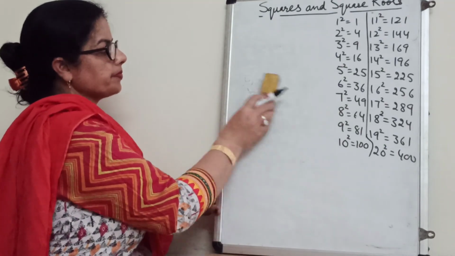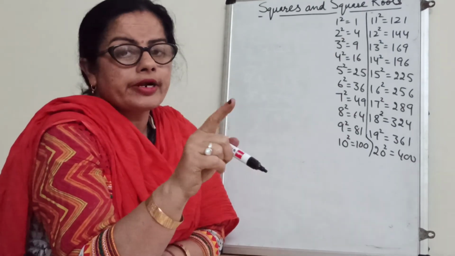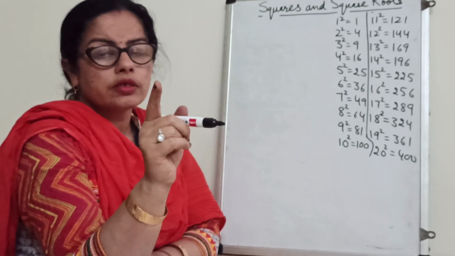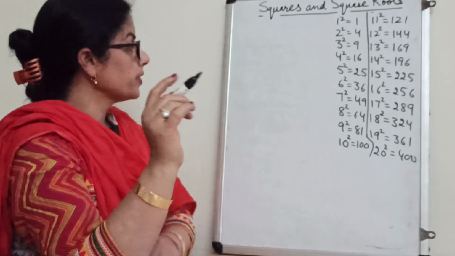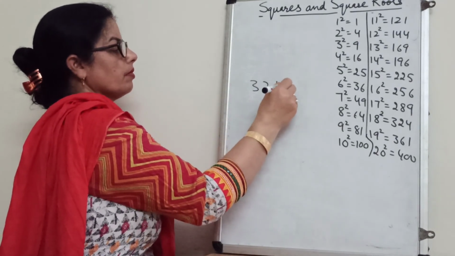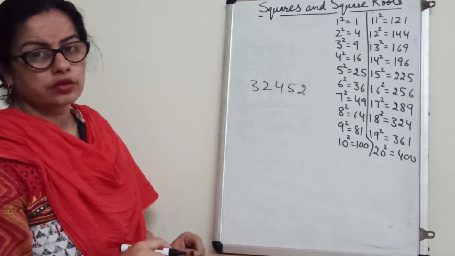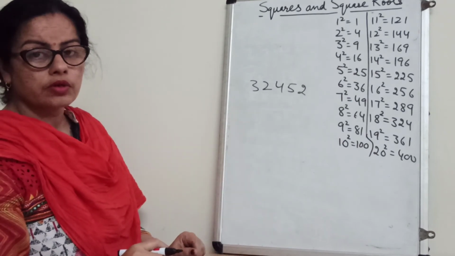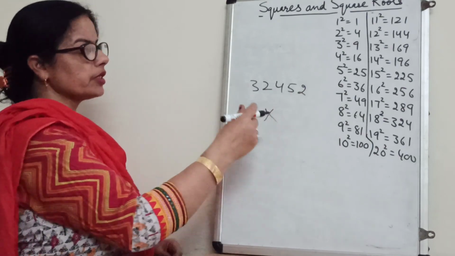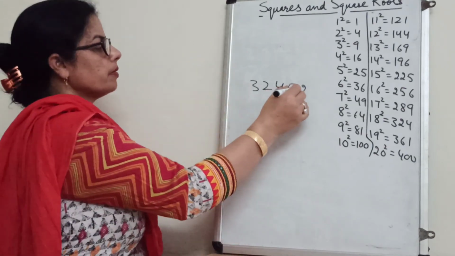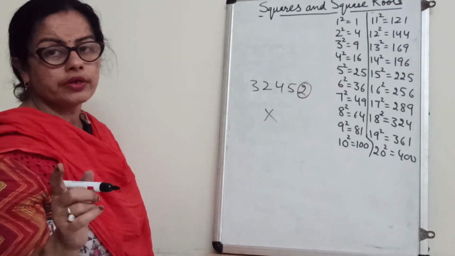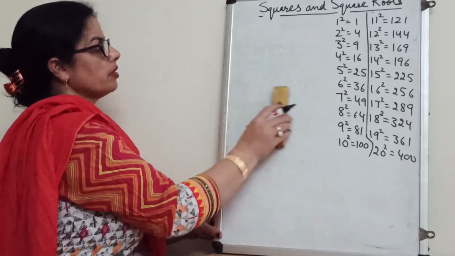This is the first property. What is the first property? A perfect square never ends with 2, 3, 7 or 8. If we have a number and anyone asks whether it is a perfect square, and the unit digit is 2, then at the same time we will say it is not a perfect square, because a perfect square never ends with 2, 3, 7 or 8. This is the first property. Now second.